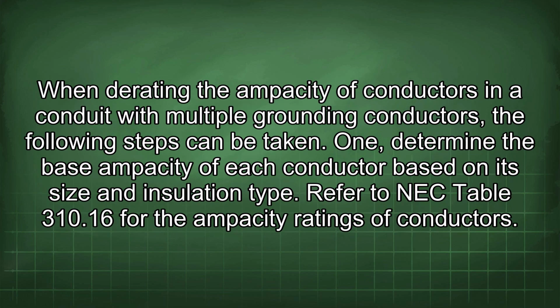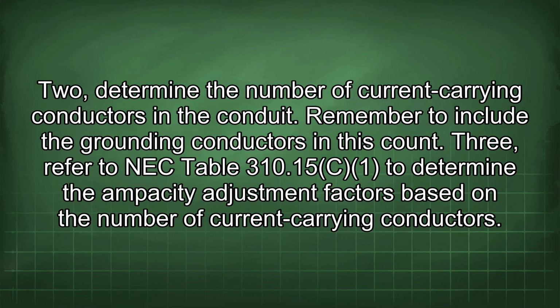When derating the ampacity of conductors in a conduit with multiple grounding conductors, the following steps could be taken. 1. Determine the base ampacity of each conductor based on its size and insulation type. Refer to NEC Table 310.16 for the ampacity ratings of conductors. 2. Determine the number of current carrying conductors in the conduit. Remember to include the grounding conductors in this count.